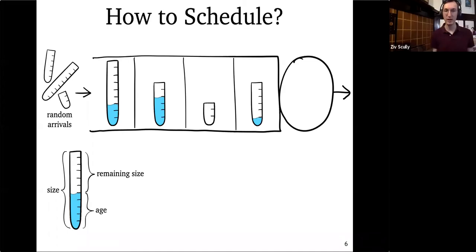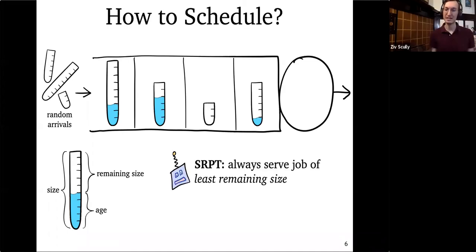So it turns out that what you want to do is always serve the job of least remaining size. This is a policy called SRPT, shortest remaining processing time. The intuition here is that minimizing the average response time of all jobs is equivalent to minimizing the average number of jobs you have waiting at any moment. And so you always want to kick one job out of your system as soon as you can, which means serving the one with the least time remaining.